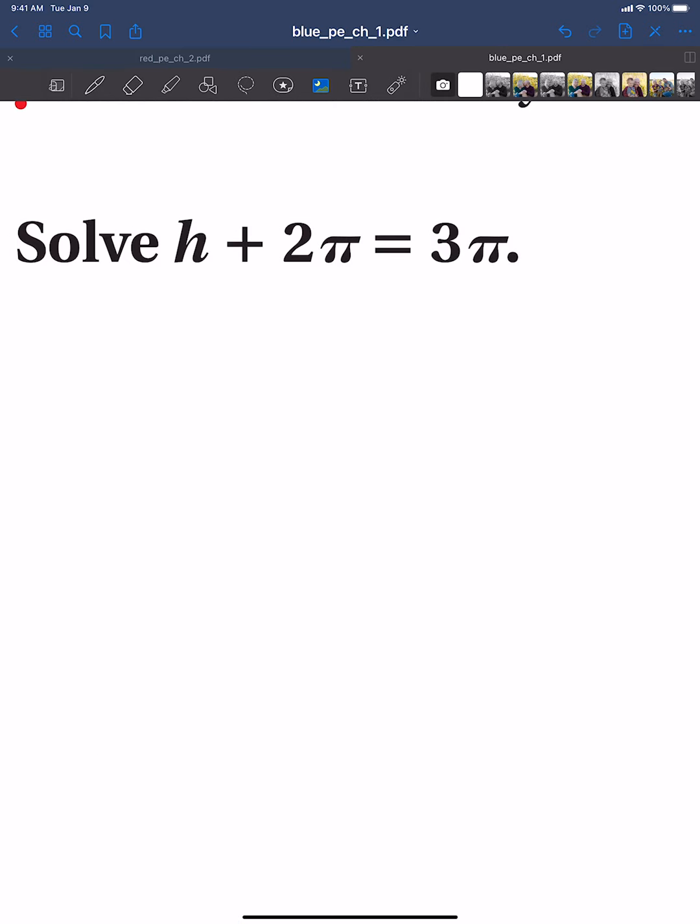Let's look at this one. Gotta be careful here. A lot of kids will say, oh look, there's so many variables. But you guys, pi is not a variable. Pi is a number, okay? So just treat it as if it was any other number.